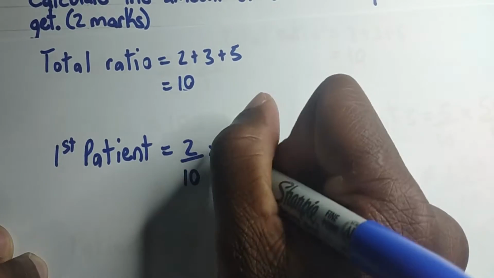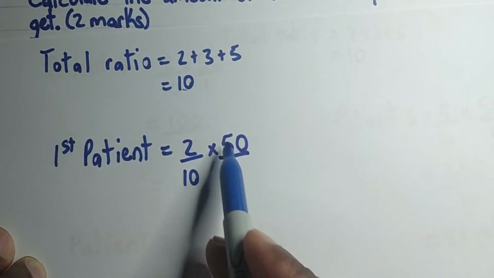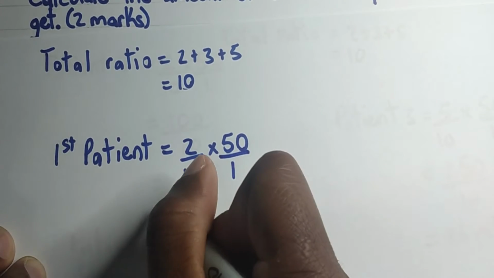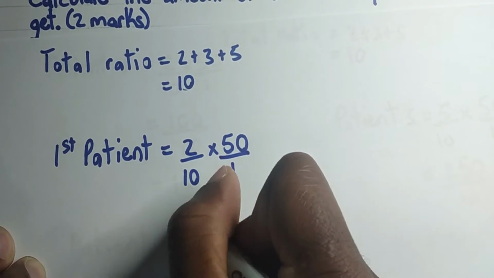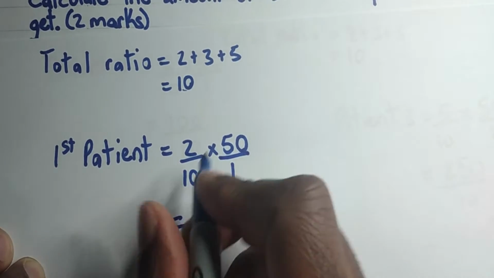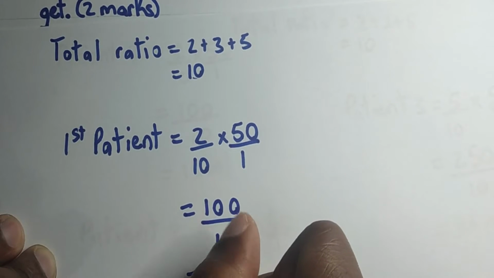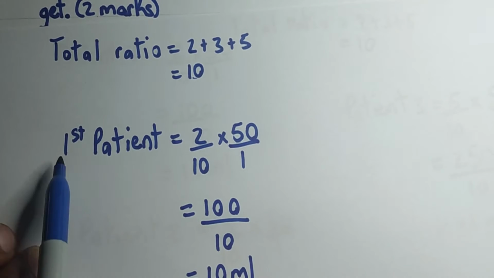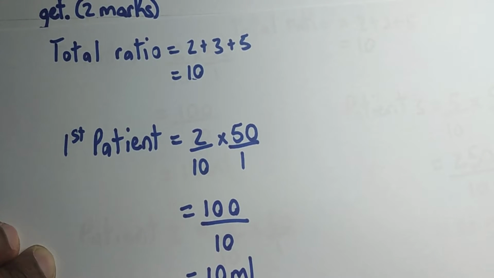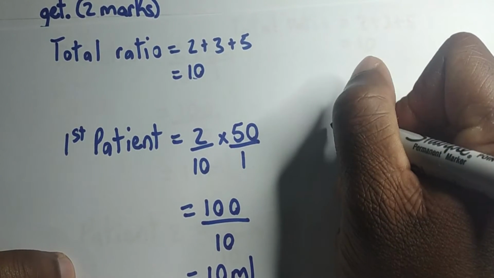But just in case, I guess this would have been the simpler way out. So you put the 50 over 1, then you multiply across. So numerator times numerator, 2 times 50, that's 100. 10 times 1, that's 10. And now 10 goes into 100 10 times. Which means the first patient would receive 10 milliliters out of the 50 milliliters of blood. And we'll repeat this thing until we complete the question.